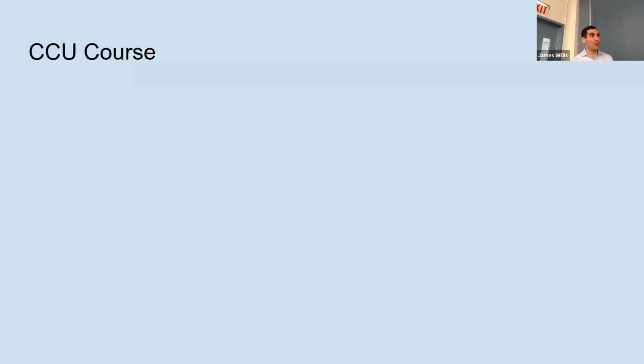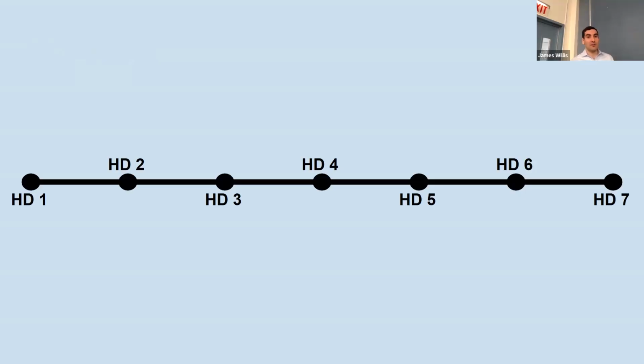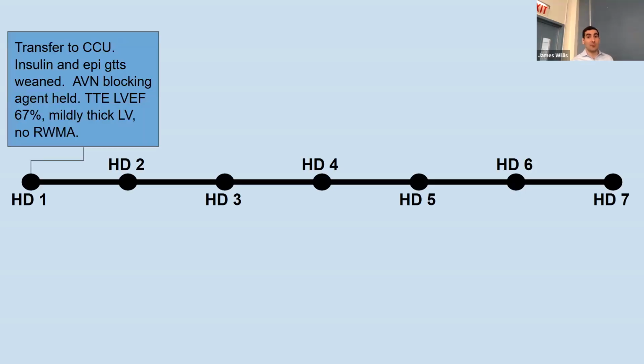All right, so this patient was admitted to the CCU. On his first day of admission, he was weaned off the insulin drip. They were able to slowly down titrate the epinephrine drip in the morning. They continued to hold his AV nodal blocking agents. He got an inpatient echo, which showed an ejection fraction of 67% without any regional wall motion abnormalities. And they just noted dilated RA-LA with mild mitral regurg.